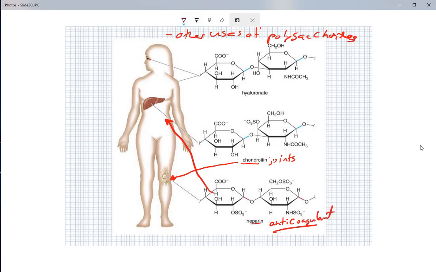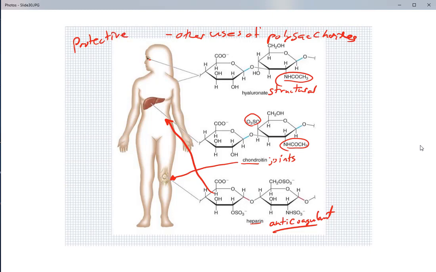They are polysaccharides, but they've been modified, right? So they have sulfates, or this is an amide. So they form a protective role, chondroitin, right? Protective role. Hyaluronate, I'm not sure what role you call it. I guess it would be a structural role in the eye. There's also a protective role.